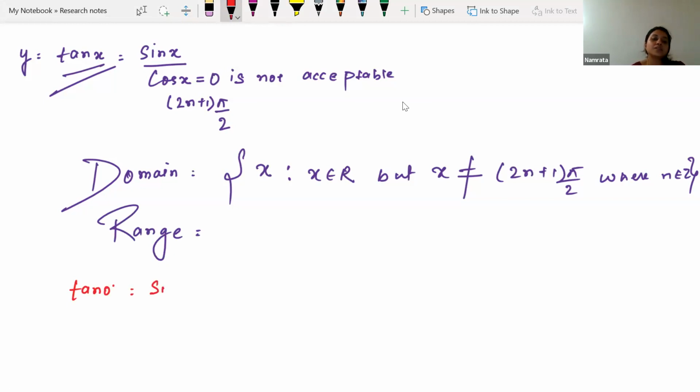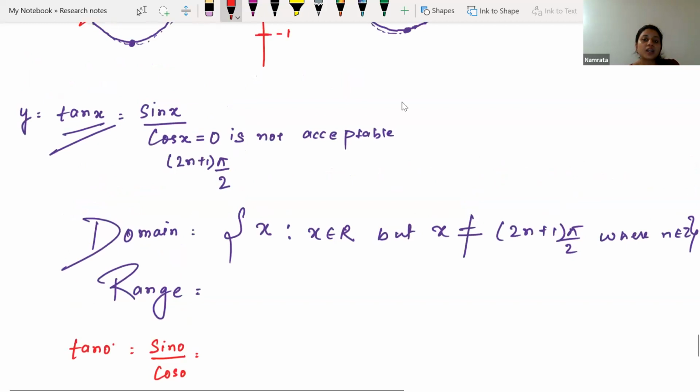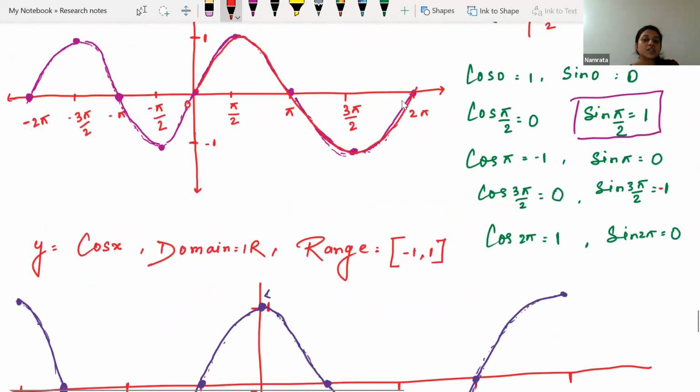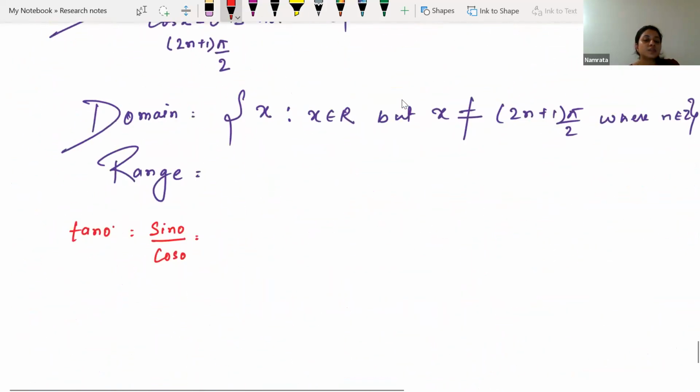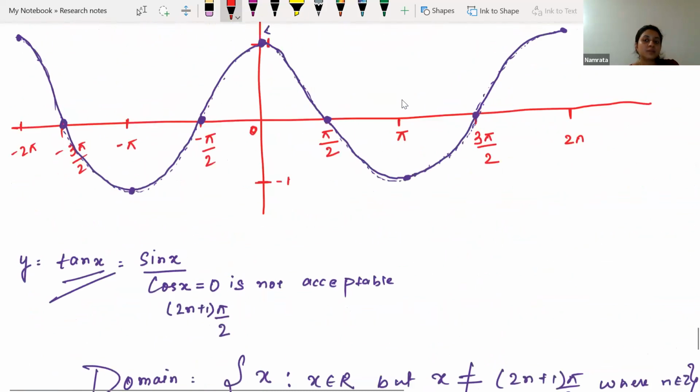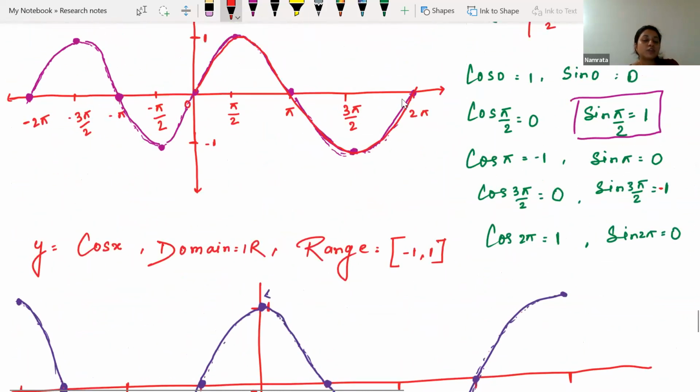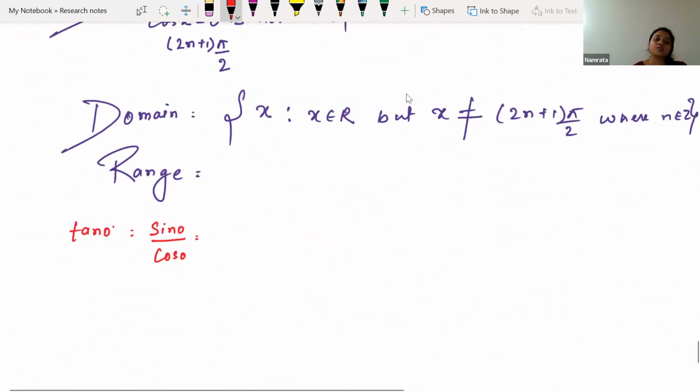Tan 0 means sine 0 by cos 0. What is sine 0? Please unmute yourself. What is sine 0? Do we need to go back again and again, or do you already know what sine 0 is? Yeah, it's 0. What is cos 0? It's 1. So sine 0 is 0 and cos 0 is 1. 0 divided by any number is just 0. What is tan pi by 2?